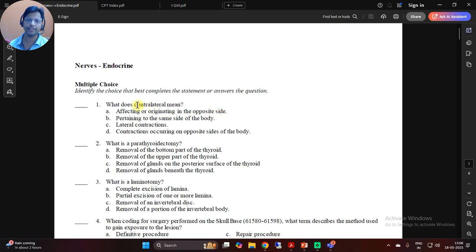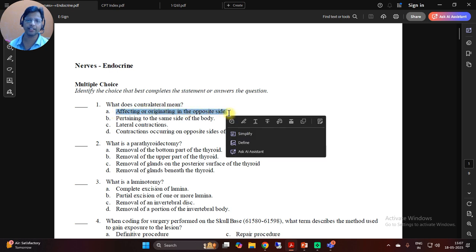Whenever you see contralateral, you need to remind yourself there is one word related to it, ipsilateral. Ipsilateral means same side, contralateral means opposite side. Mostly we will see ipsilateral and contralateral in thyroid surgeries as well as interventional radiology procedures. So what is the answer now? A, B, C or D? Your answer is A, affecting or originating in the opposite side.